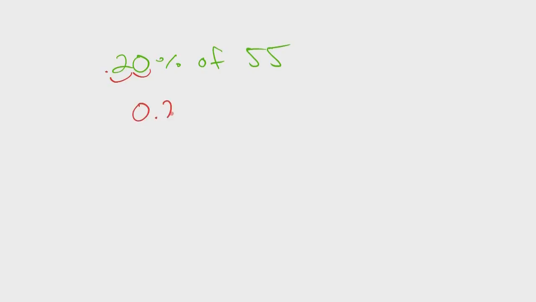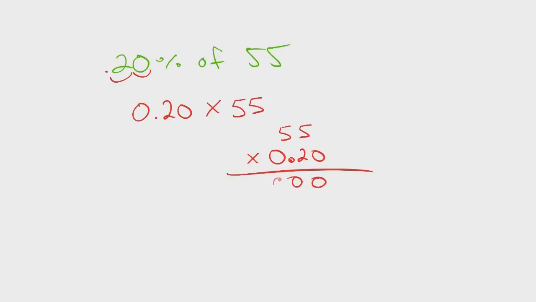So we get 0.20, and "of" is times, 55. So we're going to multiply 0.20 times 55. 0 times everything is 0. We add a placeholder and we do 2 times 5 is 10. Carry the 1. 2 times 5 is 10 plus 1 is 11.